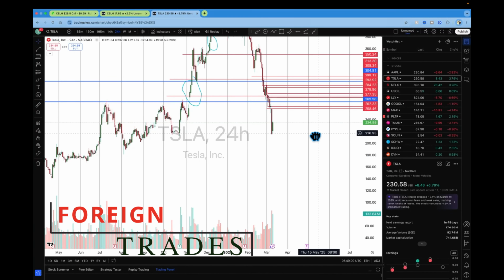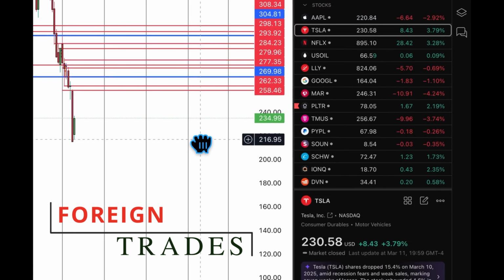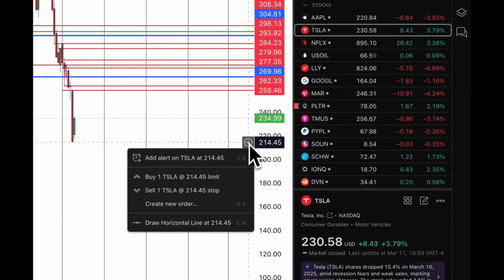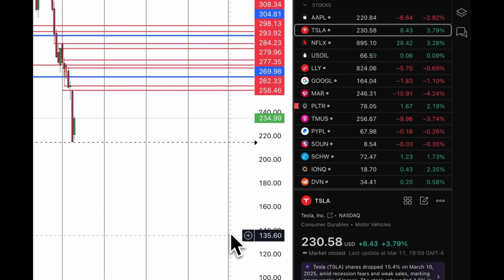Matter of fact, right now it's at 234. So if it comes back down, at least to like right here, that will let me know. Add an alert. That's good.